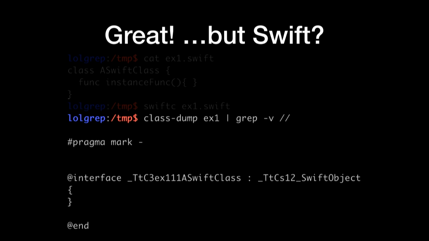And so we can see some kind of weird stuff here. It's got this weirdish mangled name. It inherits from SwiftObject, still kind of weird. We don't have that instanceFunc that was declared in that class. So something's kind of weird. There seems to be Objective-C in this, but it's Swift, and it's definitely not picking up the function that was declared in that class.